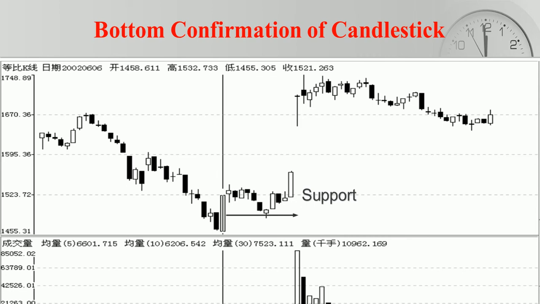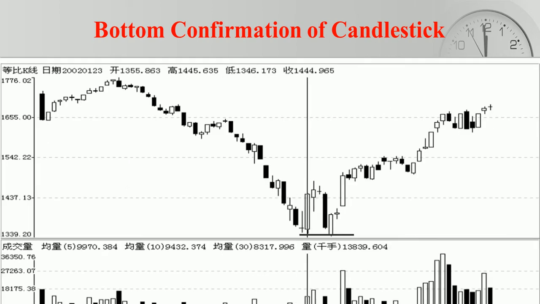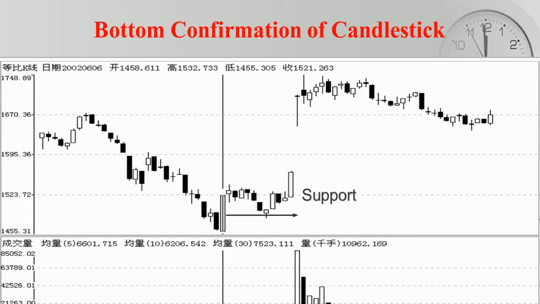So let's see this one. Just now we see one possibility. The price dropped to the previous low point. This is the support, and the price continues to go up. This is one possibility. The second possibility is like this. The price goes down, then a big bullish candlestick appears on high volume. High volume is compared to the previous one. Okay, so this is the high volume.